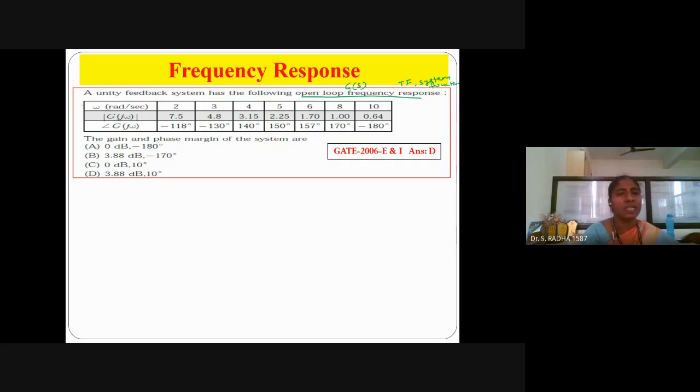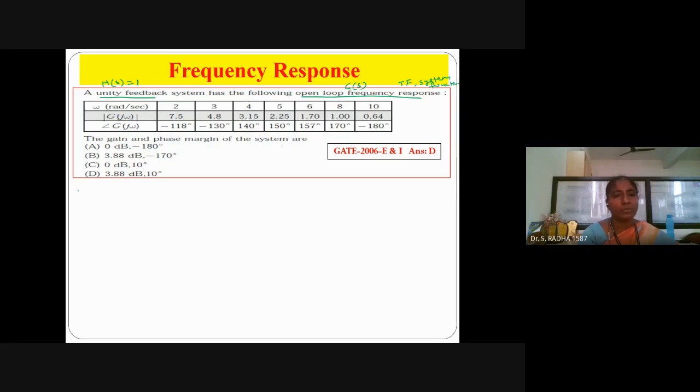So H of S equal to 1, because in the question itself they have mentioned unity feedback. They have calculated magnitude and phase angle in this given tabular column. Now what they are asking: find the gain margin and phase margin of the system.